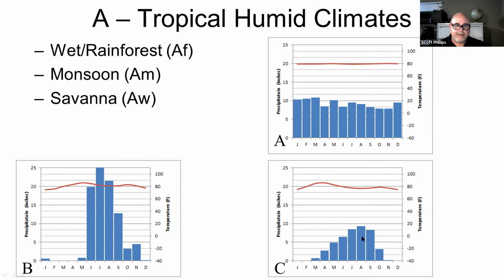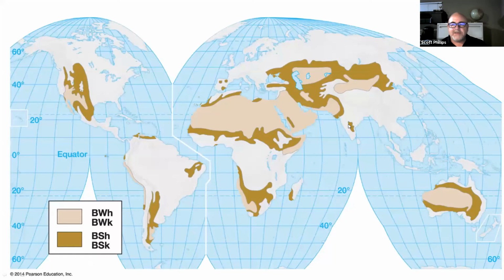And then lastly, savannas are the driest of the three. So savannas are the driest of the tropical climates. So here you can see that this has overall a lower amount of rainfall than either monsoon or wet rainforest. Next are the B climates. B are the desert climates, like in the Mojave Desert, or grasslands like in the Great Plains of the US.